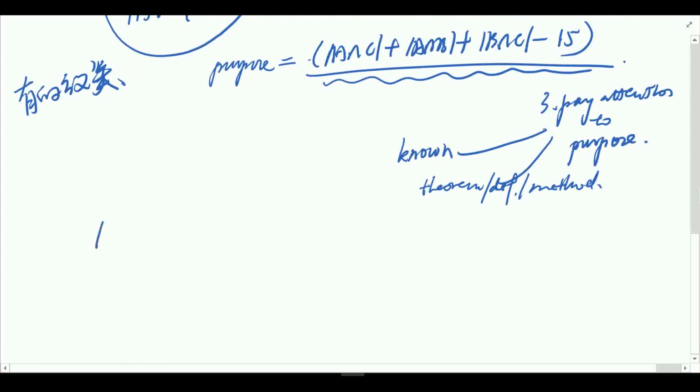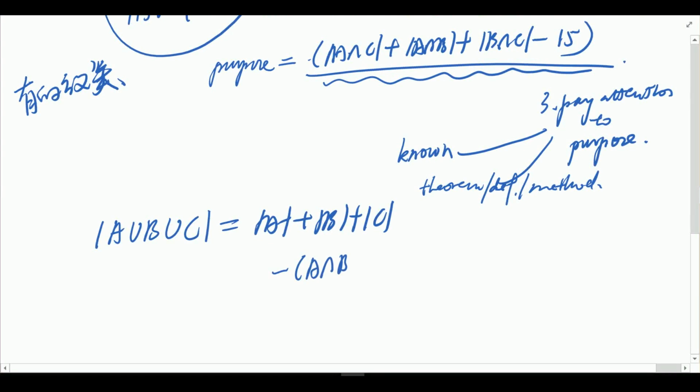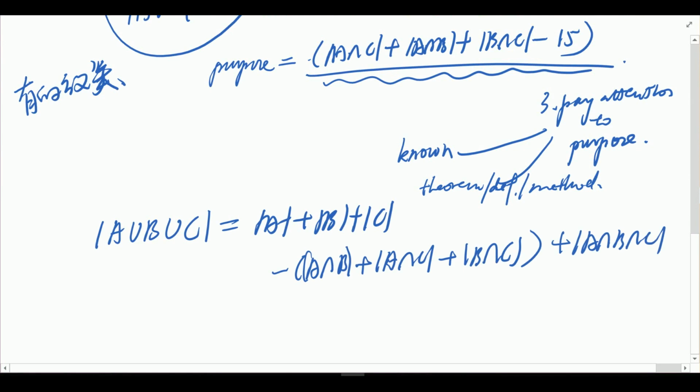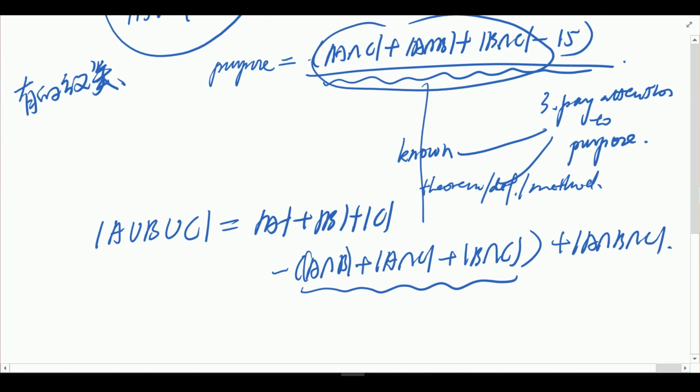The number of items in A or B or C is equal to A plus B plus C, the single ones added together, subtract A and B, A and C, B and C, then add back A and B and C. So if I solve this part, the same part appears in our purpose. This is my new purpose.